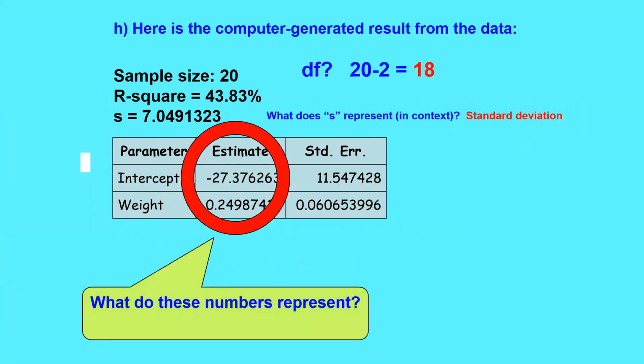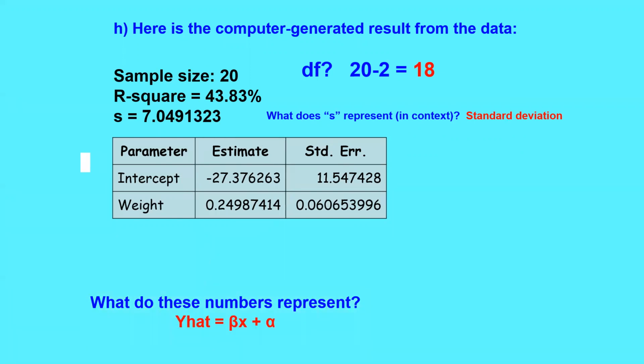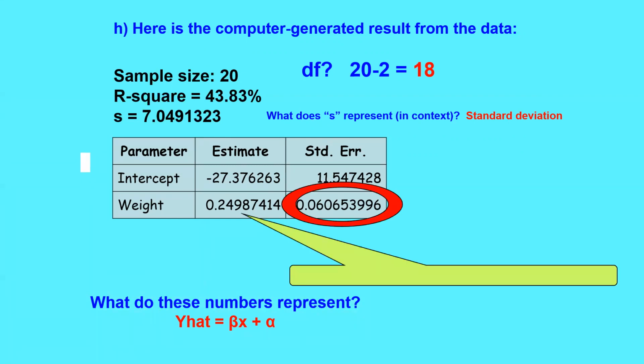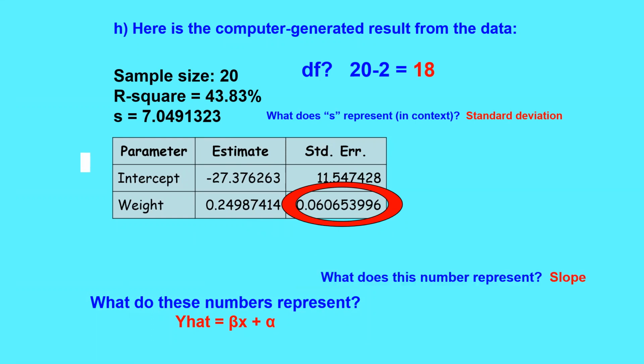What do the estimate numbers represent? They represent the slope and the y-intercept. So this helps you get your y hat equation. So y hat here would equal 0.249x minus 27.37. So again, intercept is your y-intercept. The one not labeled intercept is your slope. 0.249 is slope. Standard error, what is circled is standard error, 0.06. And that concludes linear regression test.